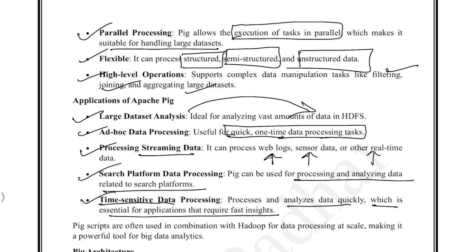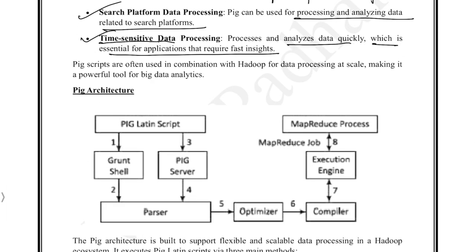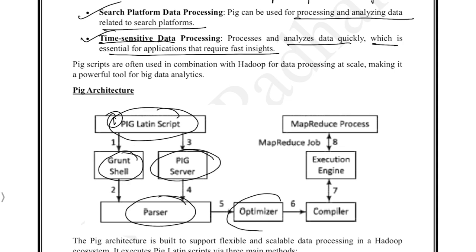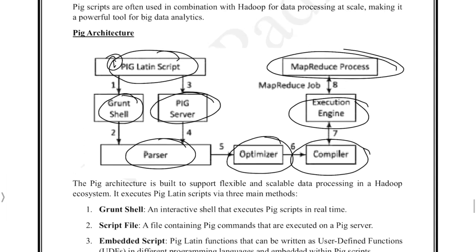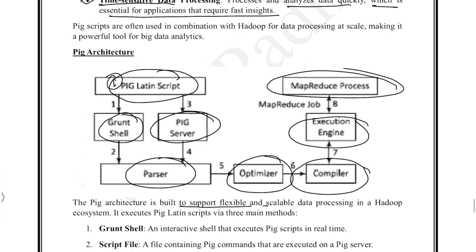Next is Pig architecture. First we have the Pig Latin script, then Grunt shell, Pig server, parser, optimizer, compiler, execution engine, MapReduce process. This is the Pig architecture. So Pig architecture is mainly built to support flexible and scalable data processing in a Hadoop ecosystem. It mainly executes Pig Latin scripts via three main methods.